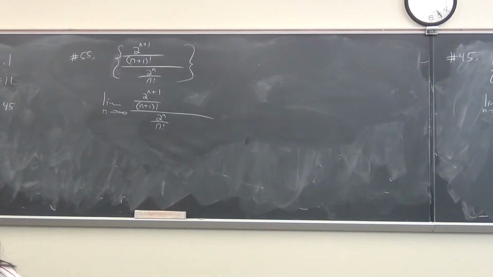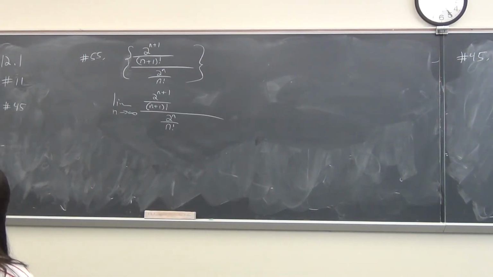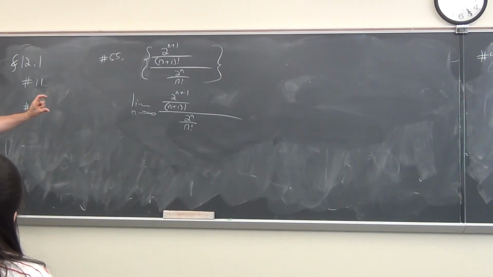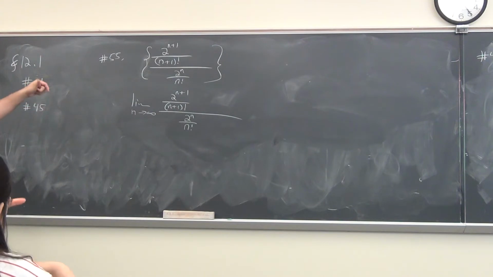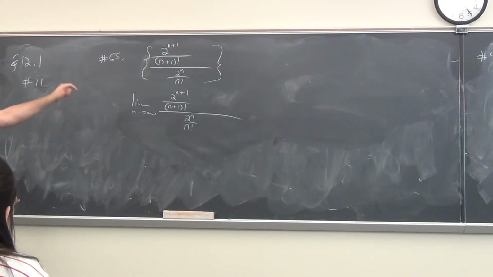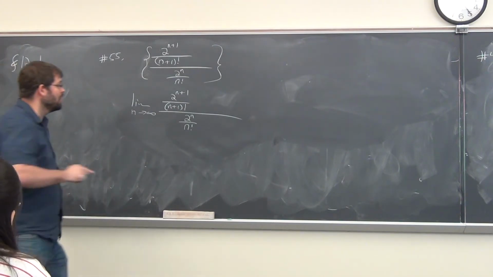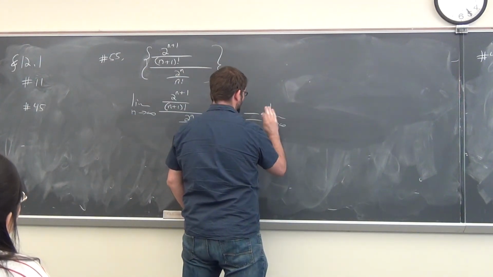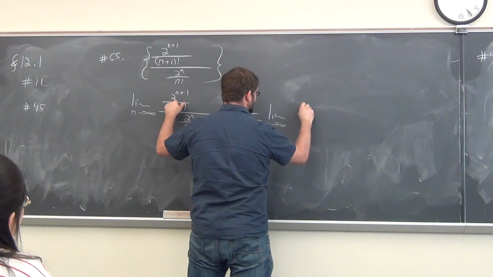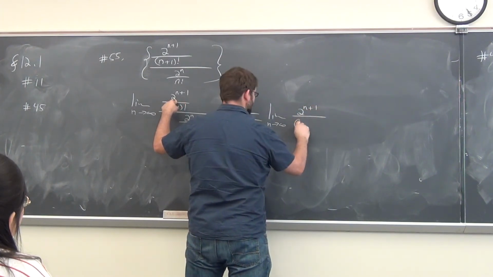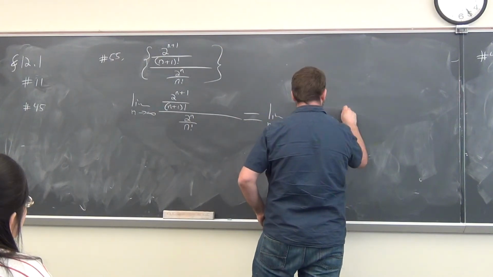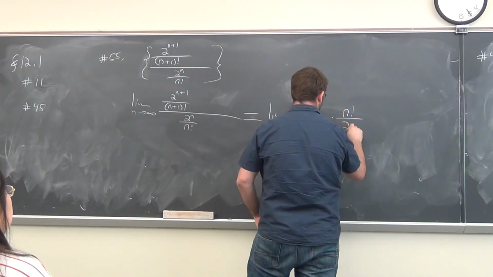So let's just do some algebra. Dividing by a fraction is the same as multiplying by its reciprocal. You can just flip it over. So this will be the same, no limits being taken. I'll just rewrite this, and then flip this over. So times n factorial over 2 to the n.